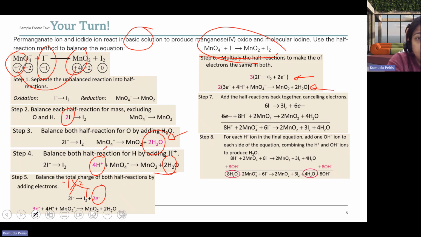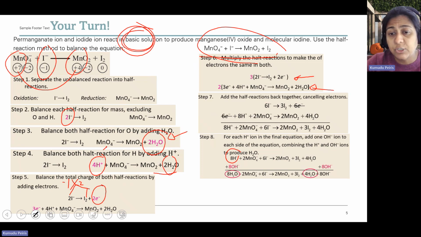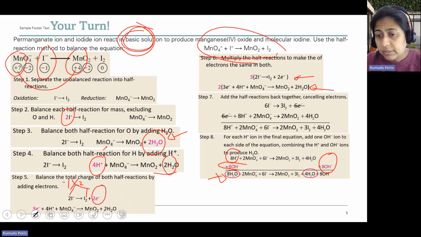The next step. Now, this reaction is done under basic conditions. Therefore, I should add an equal number of hydroxide ions to the H+ on both sides. So in the reactant side, I have 8 H+, so I added 8 hydroxides, and you also have to add 8 hydroxides to the product side. So next, the 8 H+ and 8 hydroxide ions equal 8 H2Os. So the product side has 4 H2O plus 8 hydroxide ions.